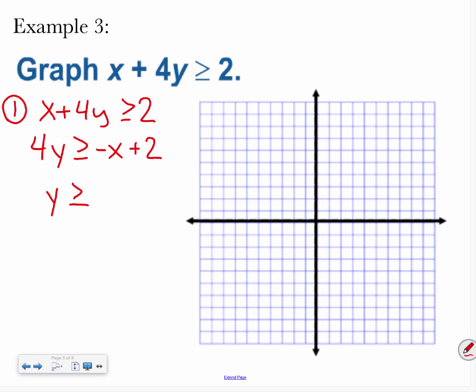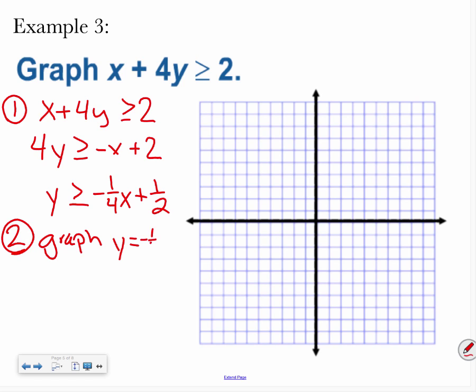So that becomes negative x divided by 4, which is the same as negative 1/4 x, plus, what's 2 divided by 4? 1/2. Or 2 over 4, which reduces to 1/2. Now, let's work on graphing this equation, because that's our step 2. We're going to graph y equals negative 1/4 x plus 1/2.